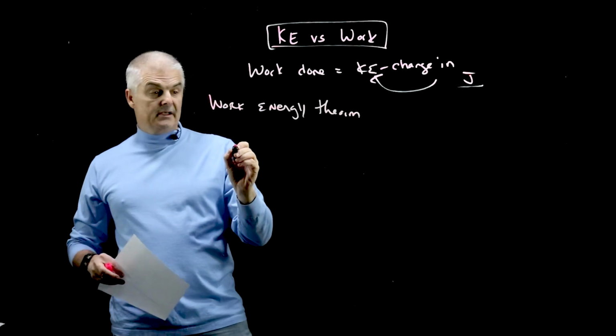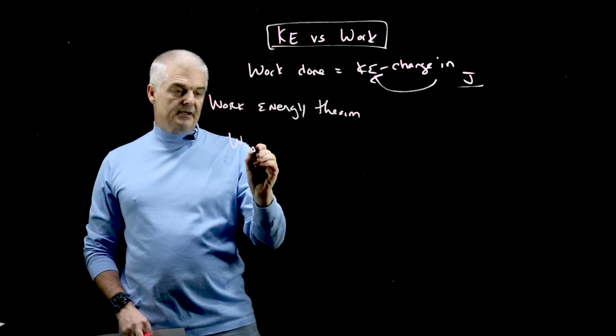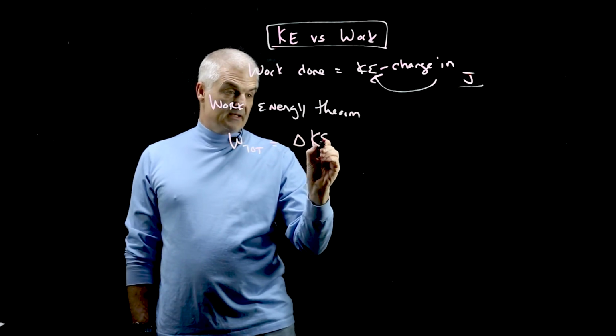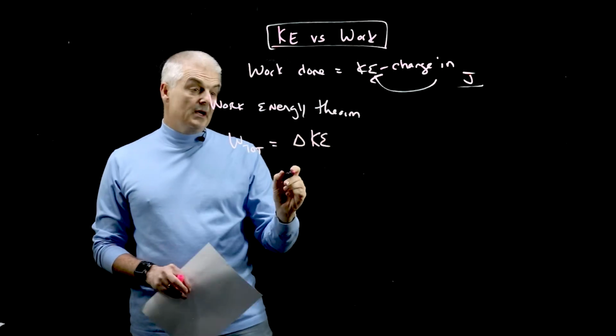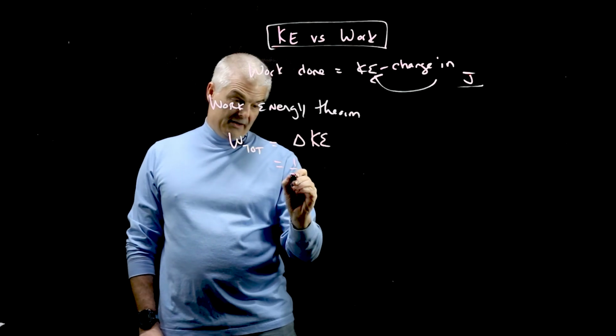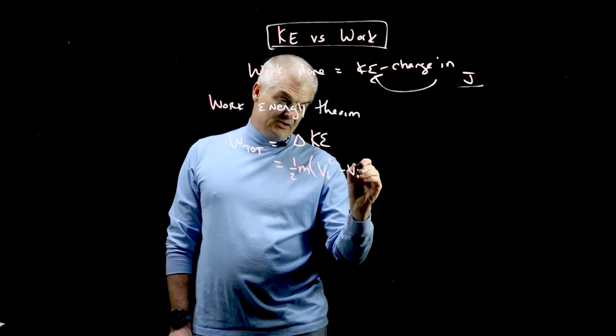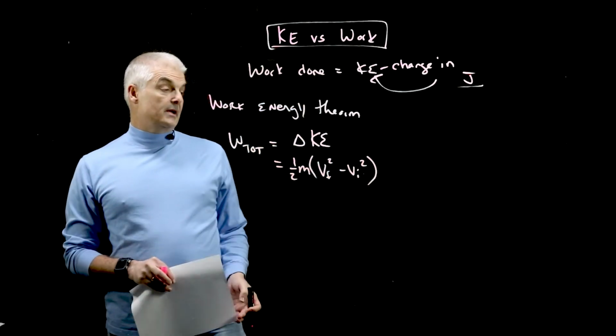And that is quite simply the total work done on something, which is the change in the kinetic energy of an object. Remember, delta is the symbol for change. Or you could say it equals 1/2 times m times v final squared minus v initial squared. So let's do a problem with this.